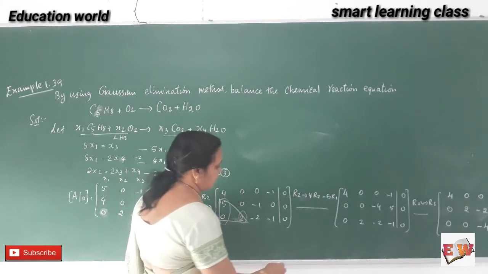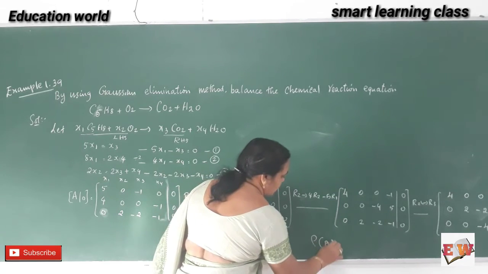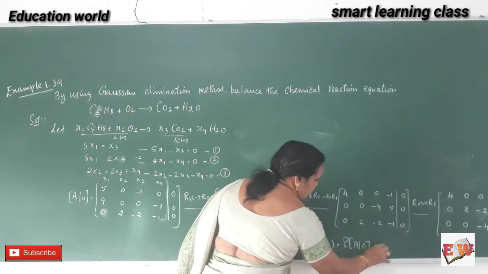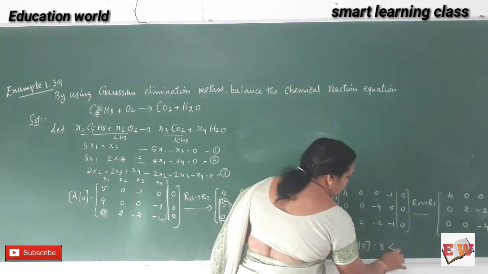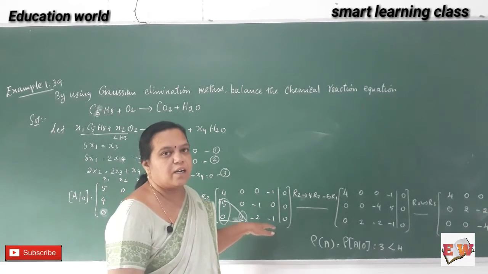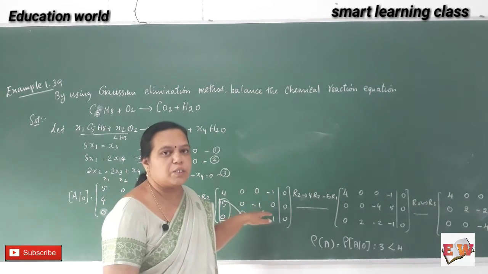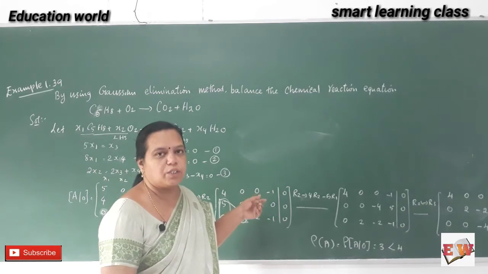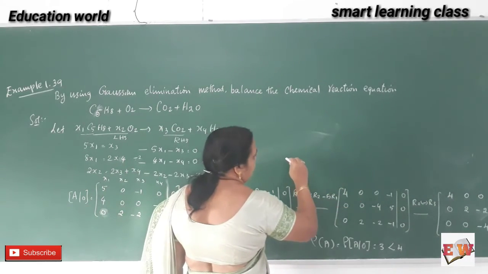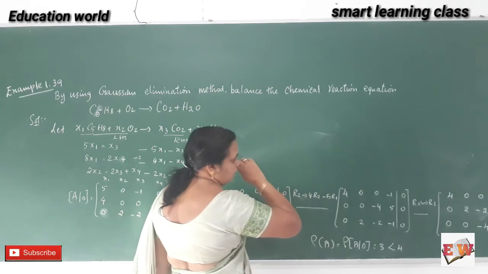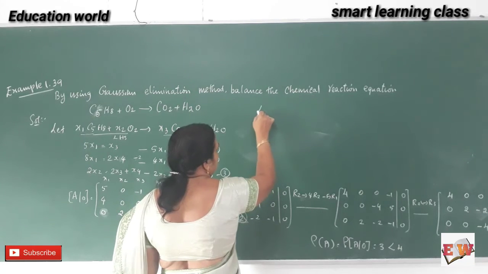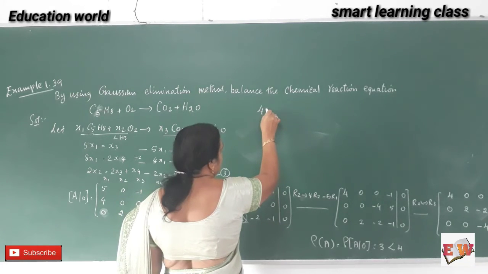So rank of A is equal to rank of augmented matrix is equal to 3, but the unknowns are 4. So it is consistent and it has a non-trivial solution. Here we have to introduce one parameter. From this row echelon form, I am going to write the equivalent system of linear equations.